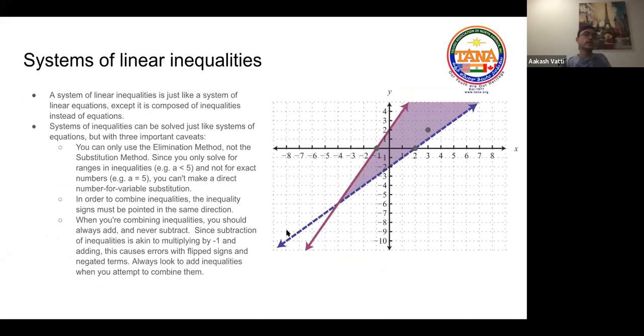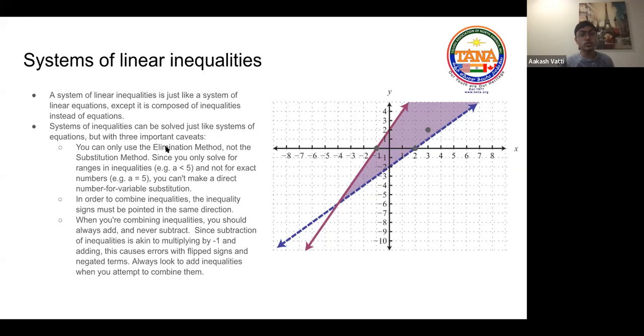So systems of linear inequalities. A system of linear inequalities is just like a system of linear equations, except it's comprised of inequalities instead of normal equations. The systems of inequalities can be solved just like systems of equations, but with 3 important caveats.